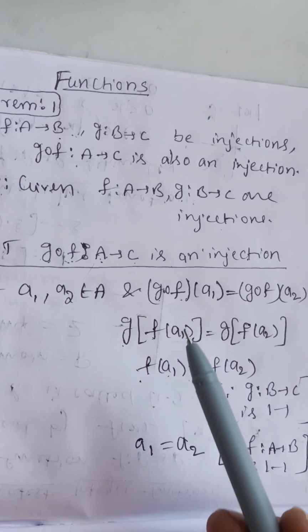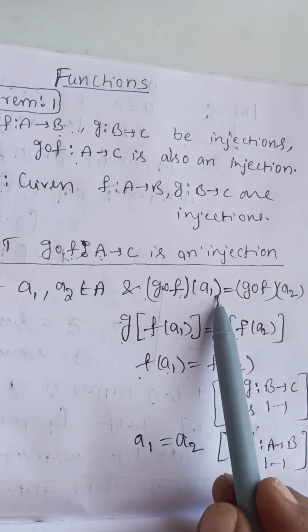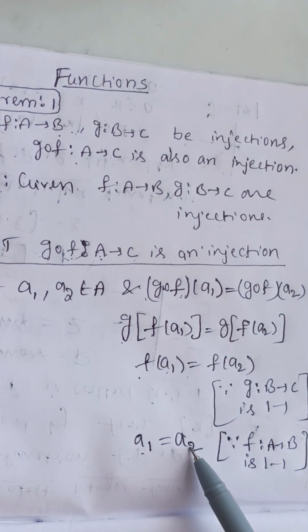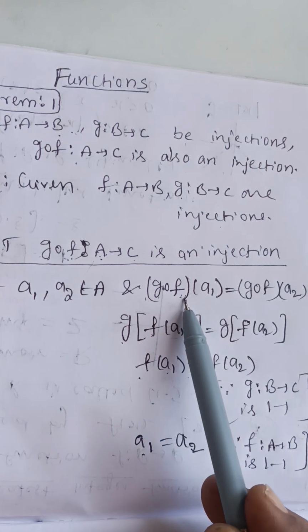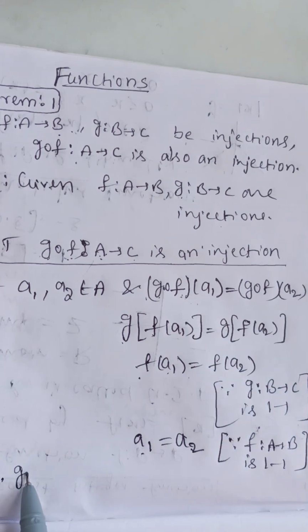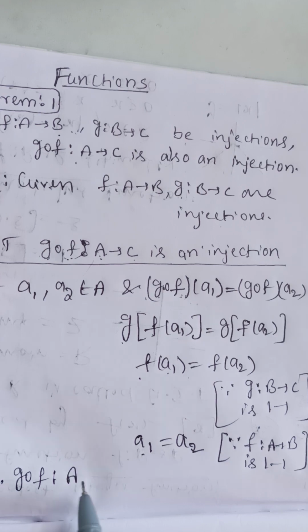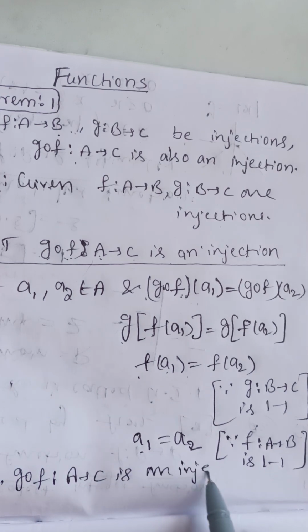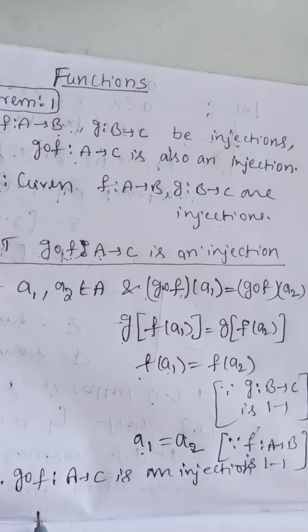Then we have taken g circle f of a1 equal to g circle f of a2. Then the answer is a1 equal to a2. Then this g circle f is one-one. Therefore, g circle f maps A to C is an injection. Hence proved.